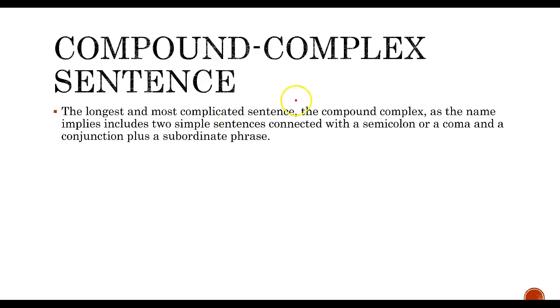The longest and most complicated sentence, the compound complex, as the name implies, includes two simple sentences connected with a semicolon, or a comma and a conjunction, plus a subordinate phrase. Now we're getting into sort of crazy territory. This one's not actually used all that much, but I am going to show you a couple of examples. It gives you some leeway because you can jam the most into a sentence when you use this type of sentence. This sentence right here, notice how it's very, very long.